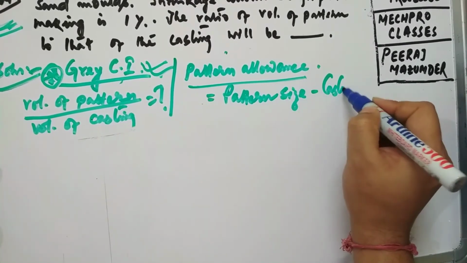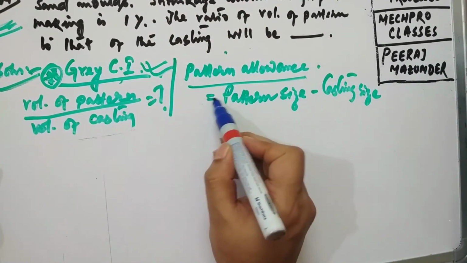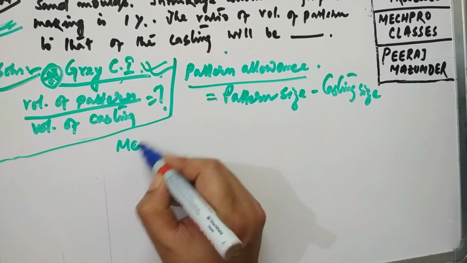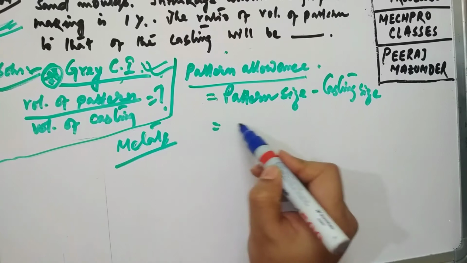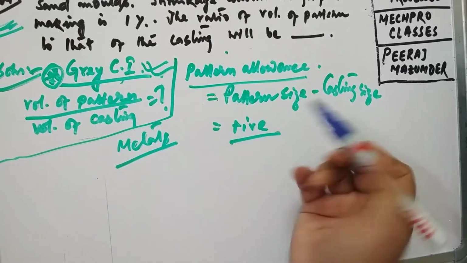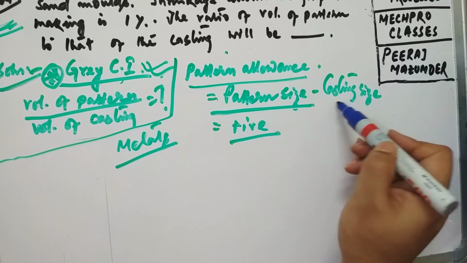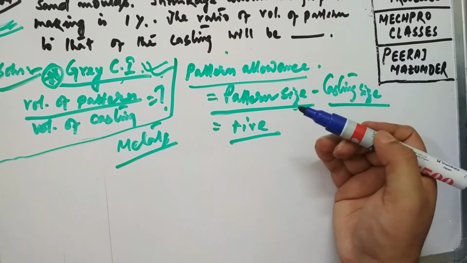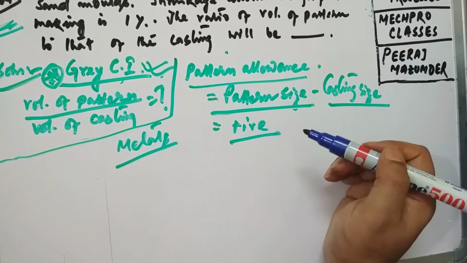minus casting size. Okay. So look, for all the metals, this pattern allowance is coming to be positive. Why? Because you have to make the pattern size much bigger than the casting size, so as to compensate the shrinkage allowance. You are getting my point?